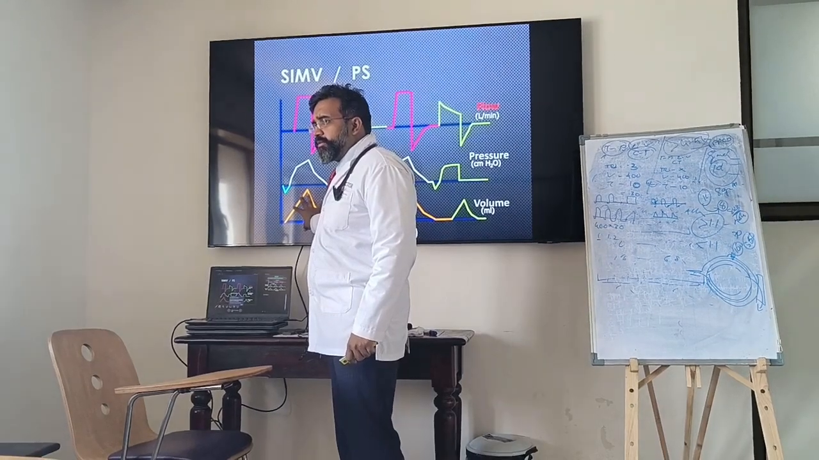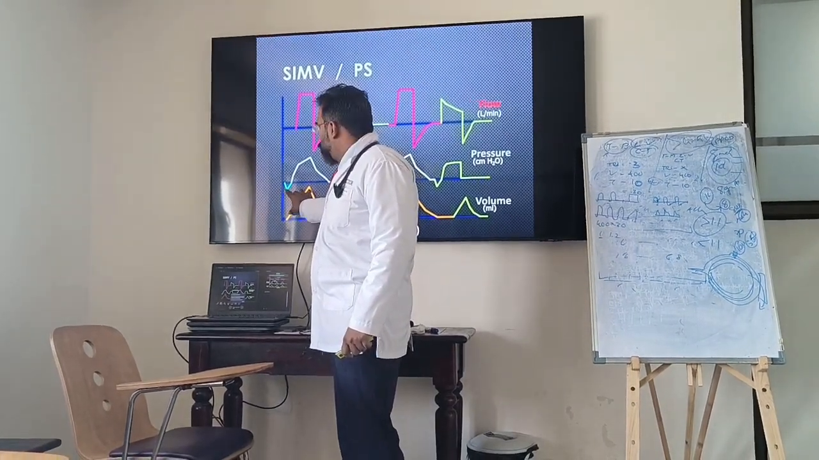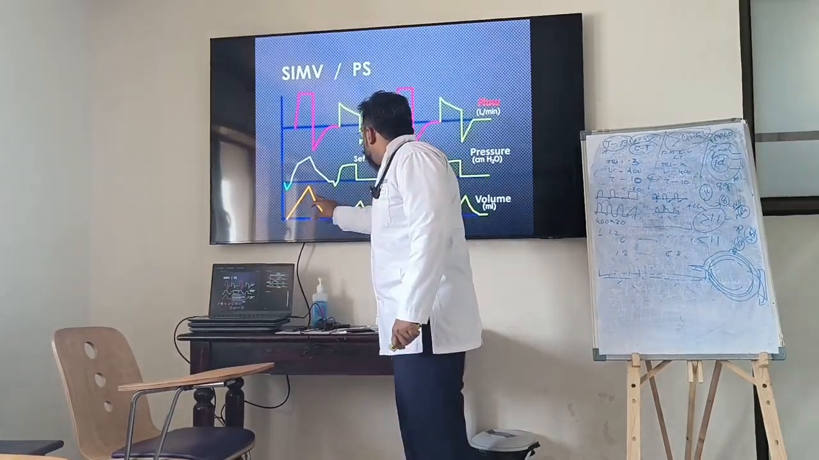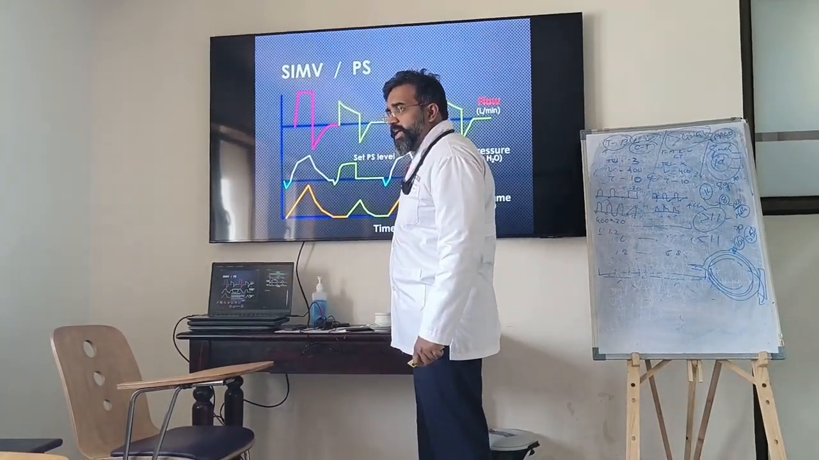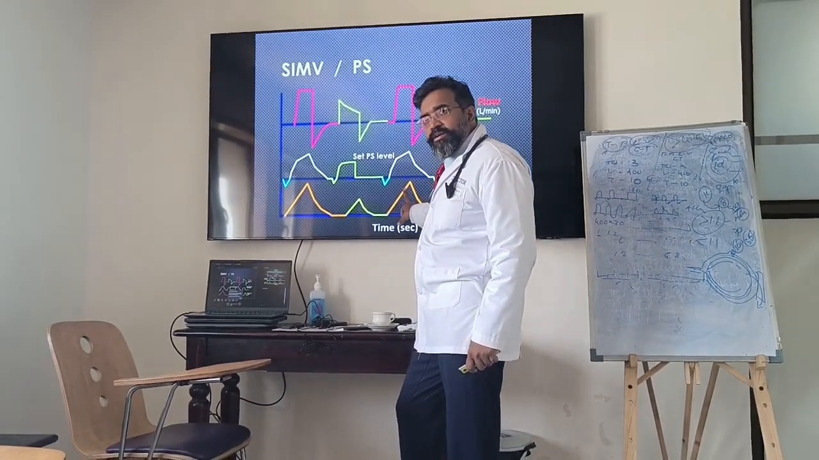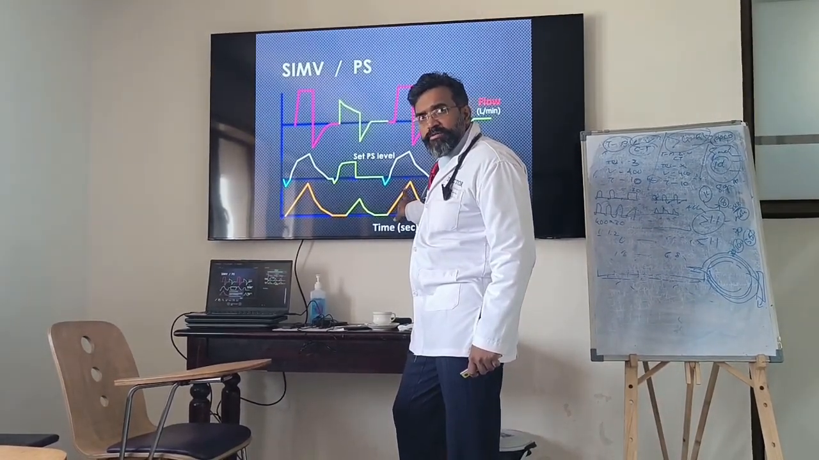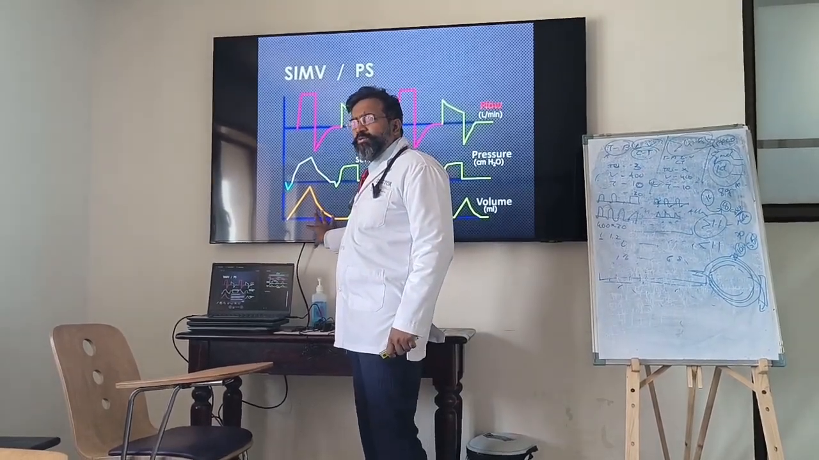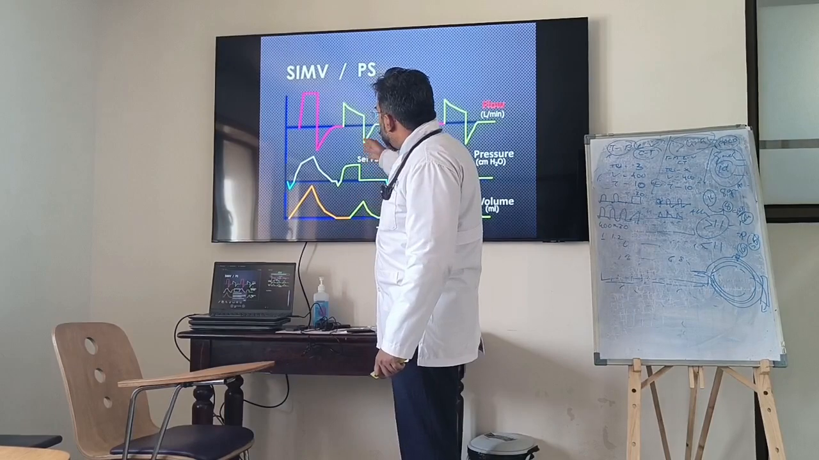Trigger? Patient. Patient trigger because you have this. Limit? Volume. Volume because the volume remains the same. Cycle? Time cycle. Clear on this till now? So this is a volume oriented breath. This is a clear cut volume oriented breath. Okay. Now what is happening here?